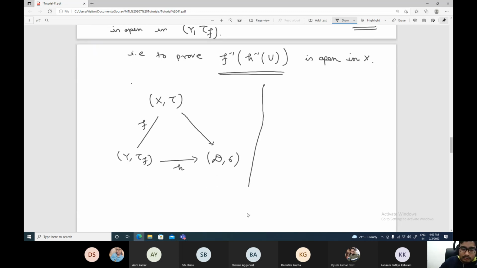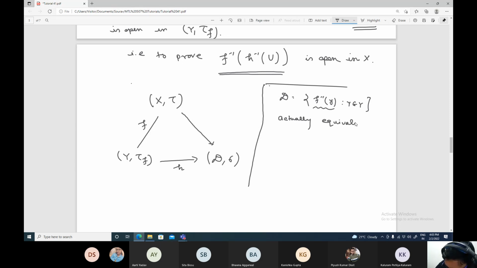Right? Now look at here. So the elements of d are of the form f inverse of y, y belongs to y, and these f inverse y are actually equivalence classes. Actually, if you take this collection, this will give you a partition, this d, and each partition gives you an equivalence relation on X. So we can say that these are actually equivalence classes.